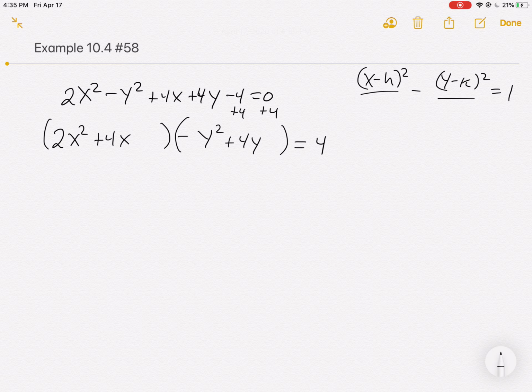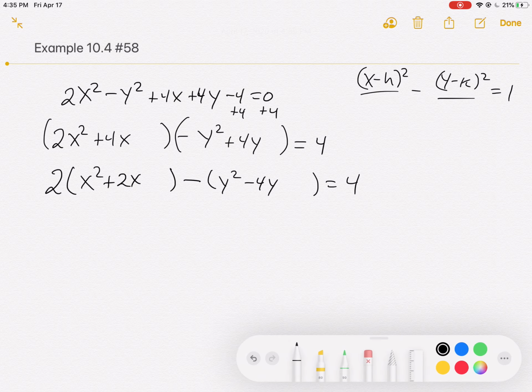So let's go to this first parenthesis. We cannot have a number with the x squared. It's got to be a 1. So I've got to factor out the 2 from both of those terms. I can't have the negative with the y squared, so I've got to factor it out, and that becomes a negative 4y in here. It's that important. And nothing really happened to either side. We just factored things out, so the 4 is just staying alone.